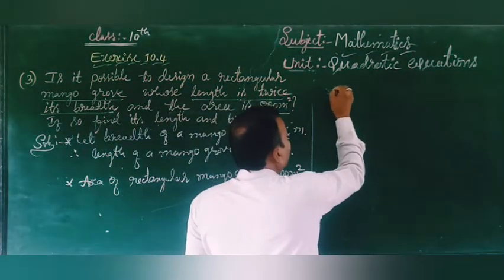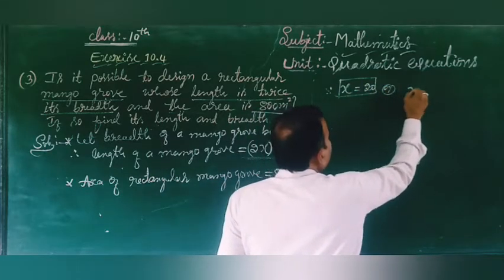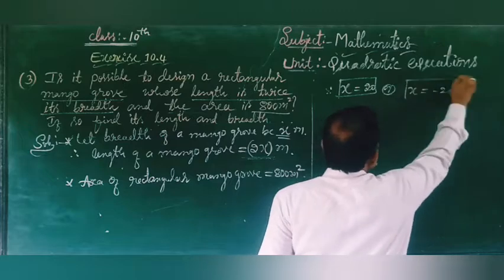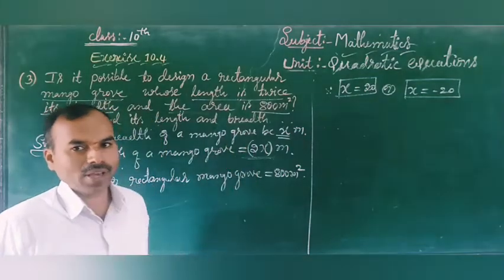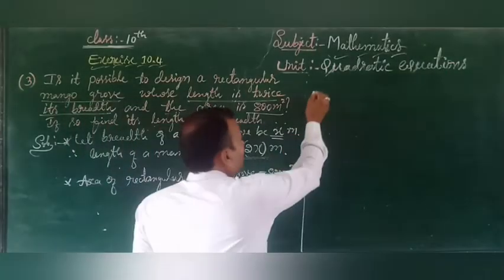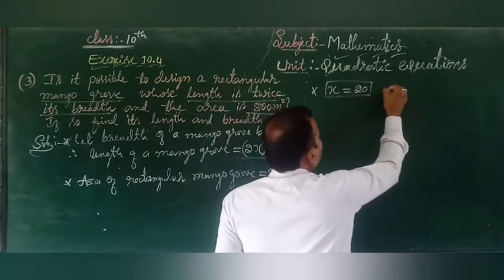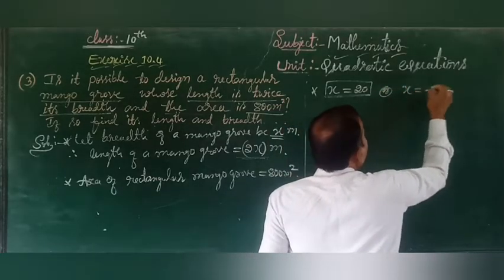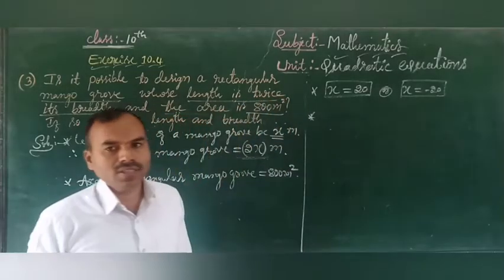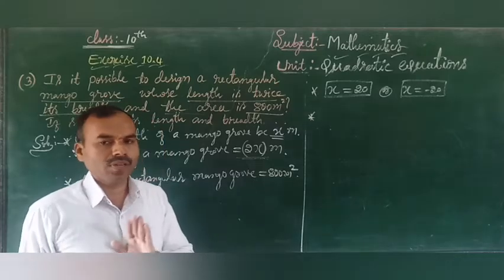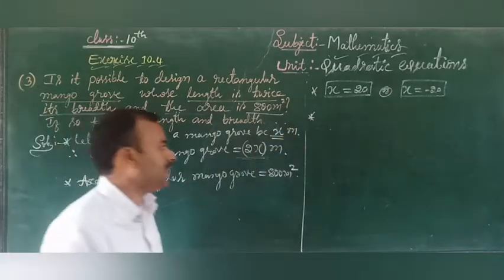Therefore, x equals plus 20 or x equals minus 20. Here it is a measurement, so you consider only the positive value. Measurement is always positive, so here we consider plus 20.